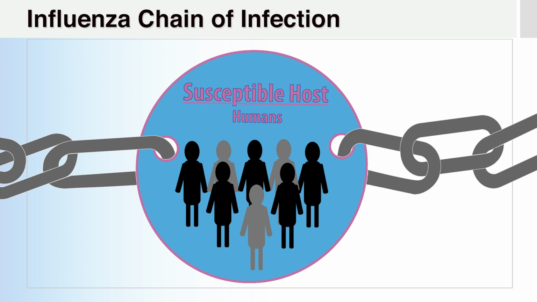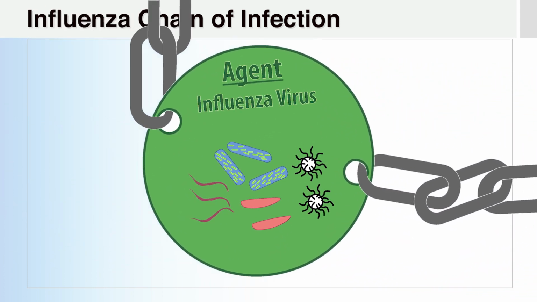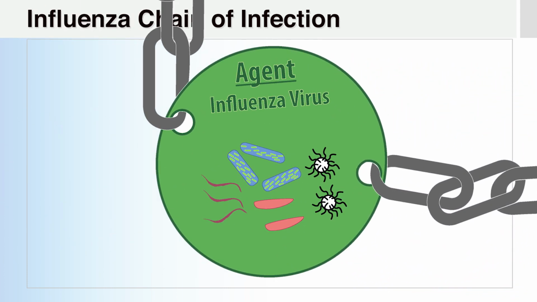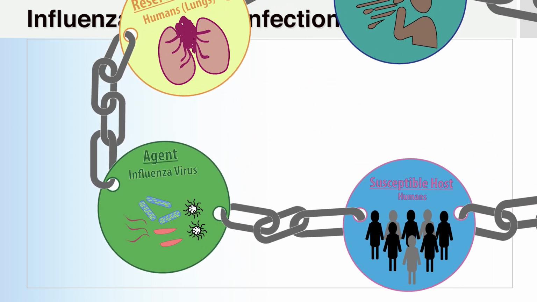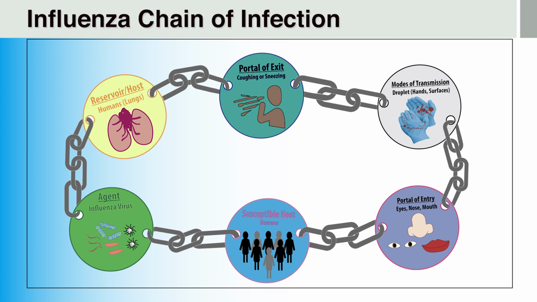A typical flu virus can live on the skin for 15 minutes and surfaces for as long as 24 hours. Once the virus has entered a new host, it begins to multiply and cause disease. When the new host coughs or sneezes, the chain of infection begins again. Pre-hospital providers may be either a host or reservoir for the influenza virus.